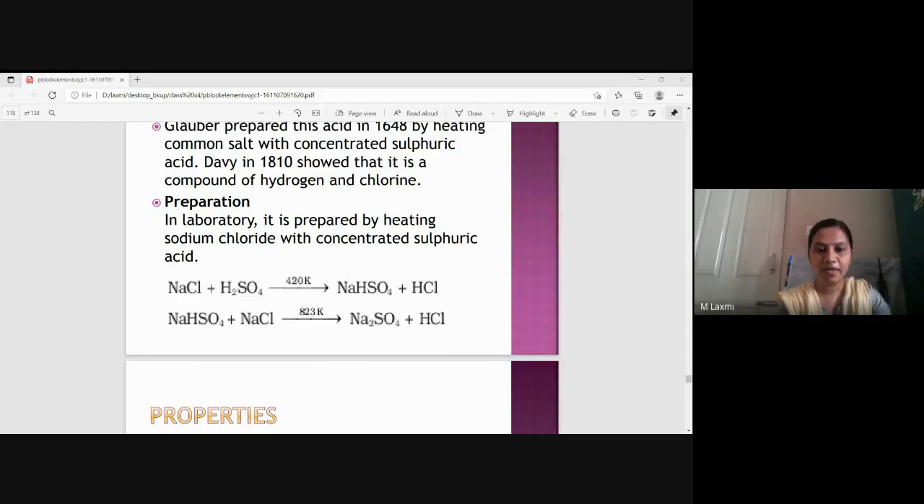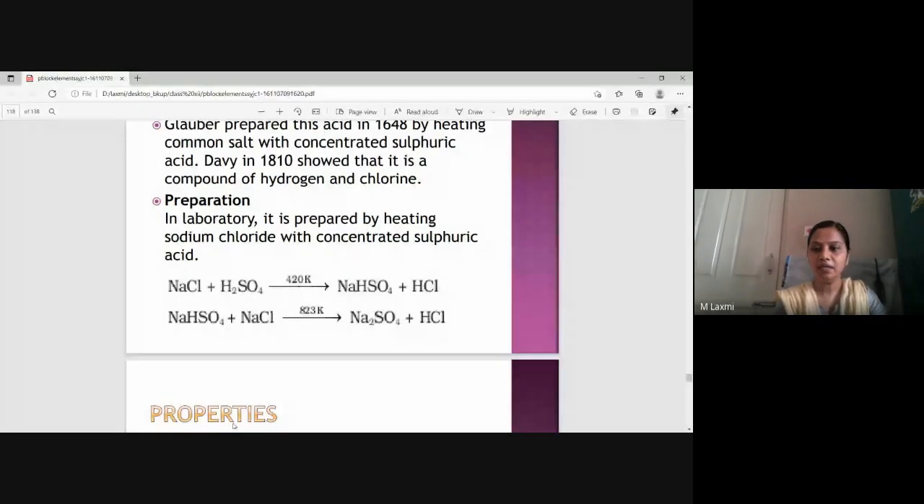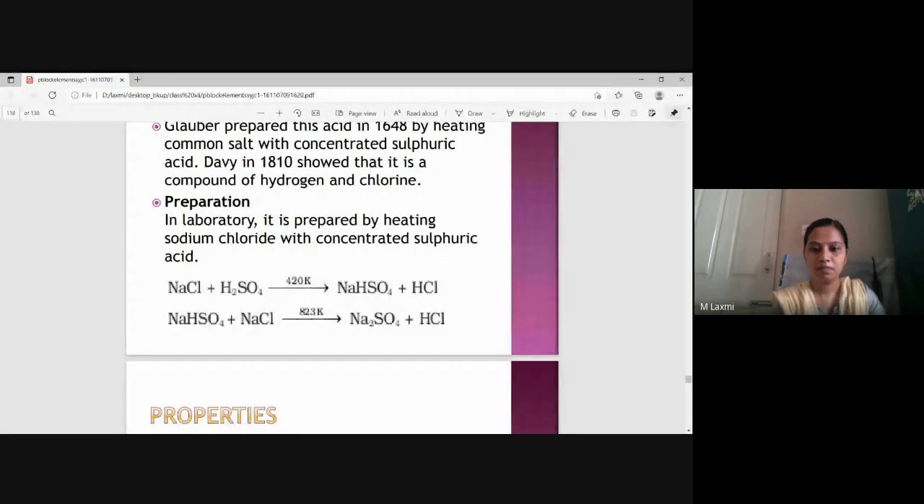We are in group 17. So under group 17, we are able to see the page? No? We can see the page, ma'am.